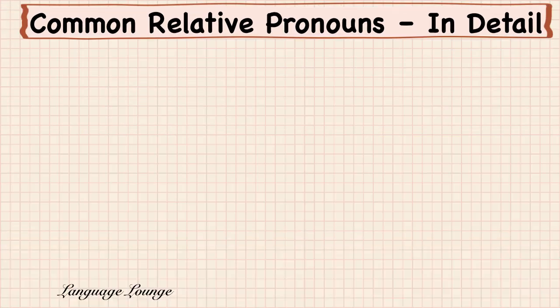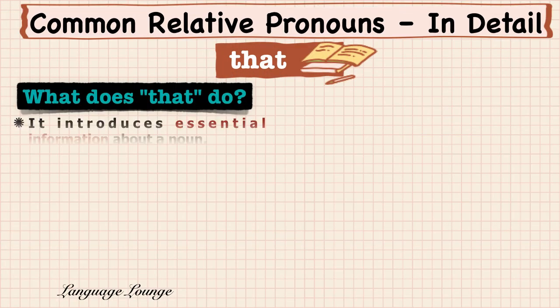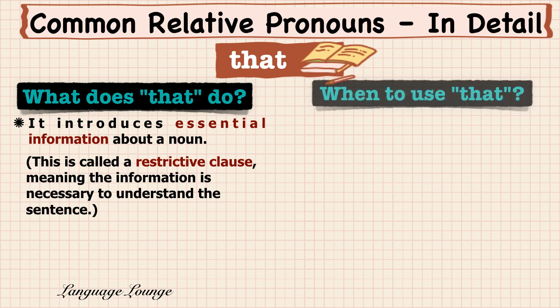Let's talk about the relative pronoun that. What does that do? Well, that introduces essential information about a noun. This type of information is called a restrictive clause, and it's important because without it, the sentence wouldn't make complete sense. When should we use that?